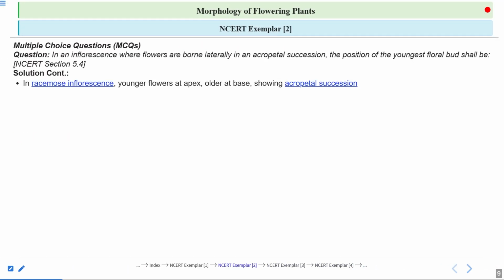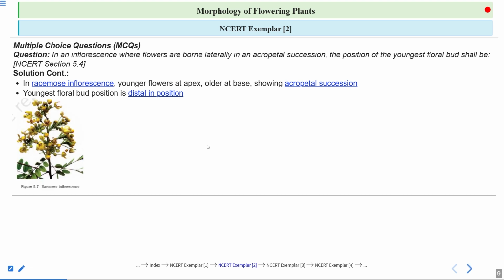So in racemose inflorescence, younger flowers are at the apex and the older flowers are at the base, showing the acropetal succession. This is called acropetal succession. That is, young at the apex and the older ones are at the base of the floral axis. So the youngest flower bud position is in the distal position.